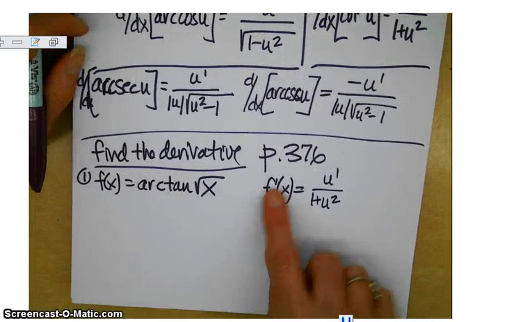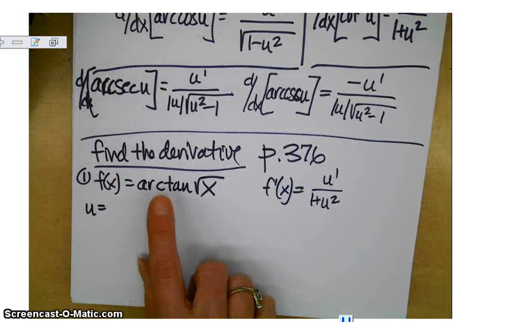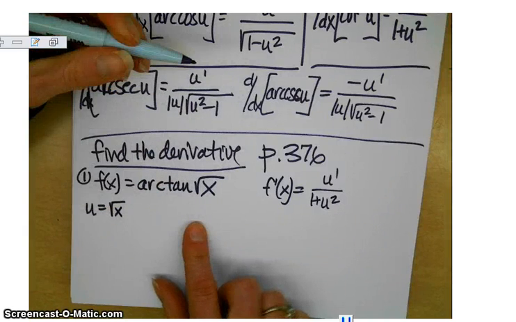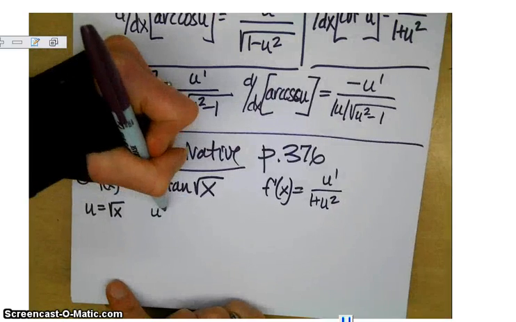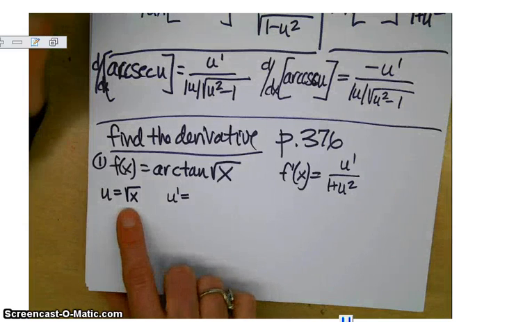So I need to figure out what's the u. What am I taking the arctangent of? Square root of x. So u is the square root of x. So in order to get my derivative, I need to find u prime. So how do I find the derivative of the square root of x?